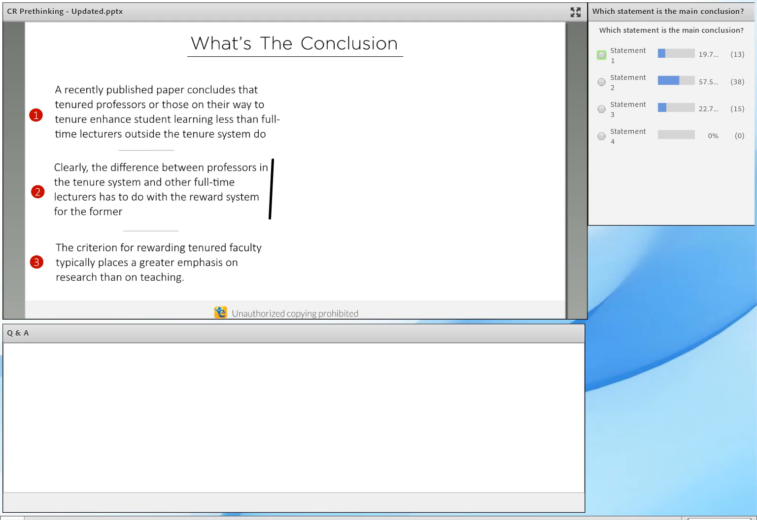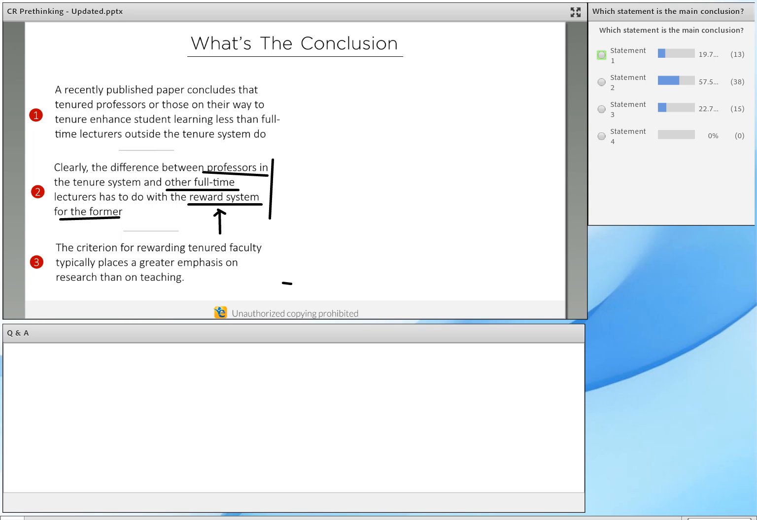So statement 2 is the main conclusion. This is what the author wants you to believe. Remember, the main conclusion always belongs to the author. And what does the author say? The difference between professors in the tenure system and other full-time lecturers has to do with the reward system for the former. The author is not disputing the difference between professors and those other full-time lecturers; what he is saying is what is causing that difference. And that's what he wants you to believe. He says the reward system for the former is causing that difference.